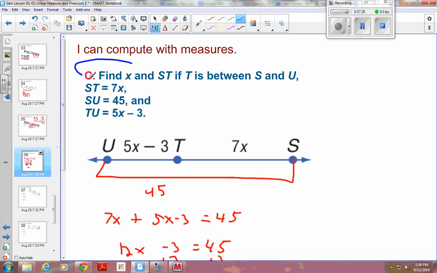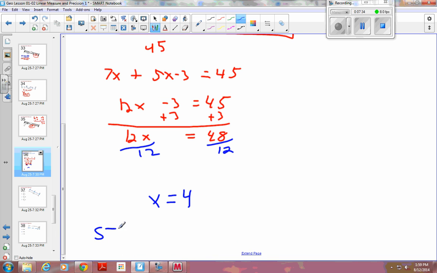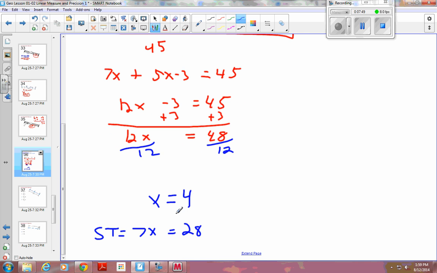So make sure you read the directions. Find x and ST. So ST is 7x, which is equal to 28. And do we have units on this? We do not have any units on our number. There's no units in the original problem. So we can just leave our answers at x is 4 and ST is 28.